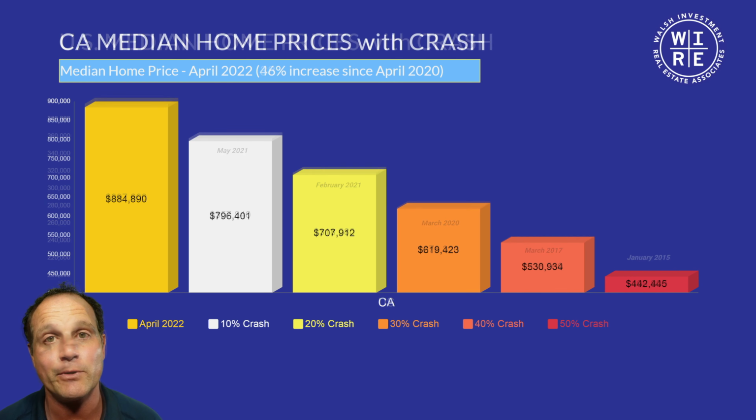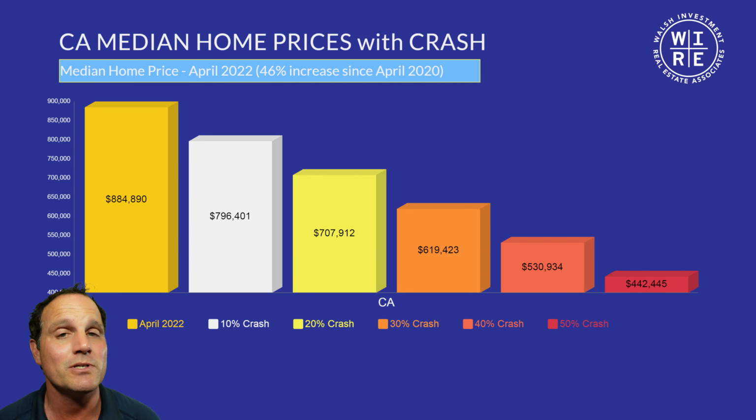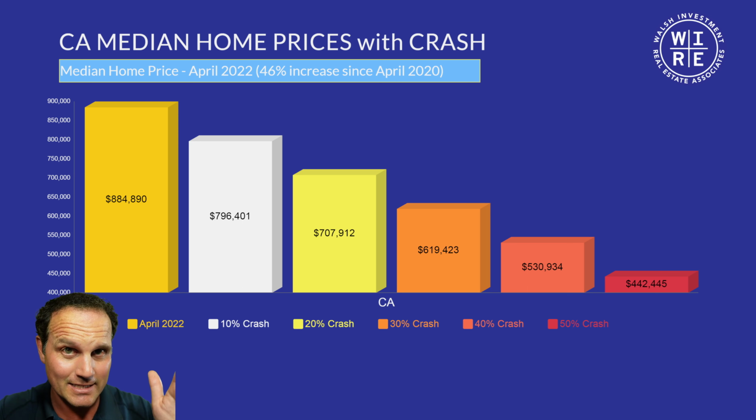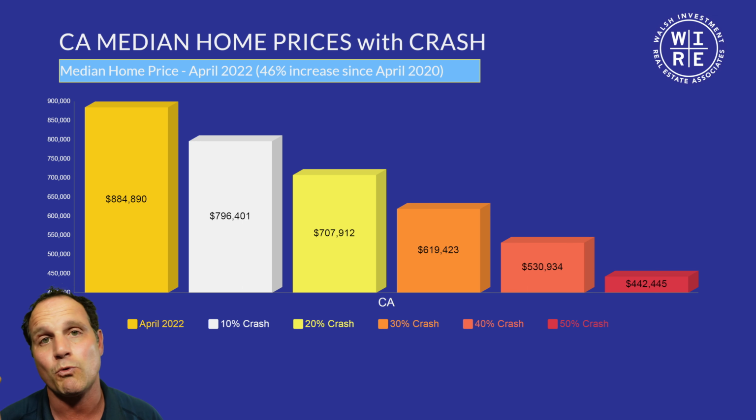It's a big number. And here we are with the California median home price numbers, higher than the national numbers and even higher in several counties throughout California. We're going through California at the state level. And you can see from April 2020 to April 2022, we have a 46% increase at the statewide level for the median home price. That is a big, big increase.